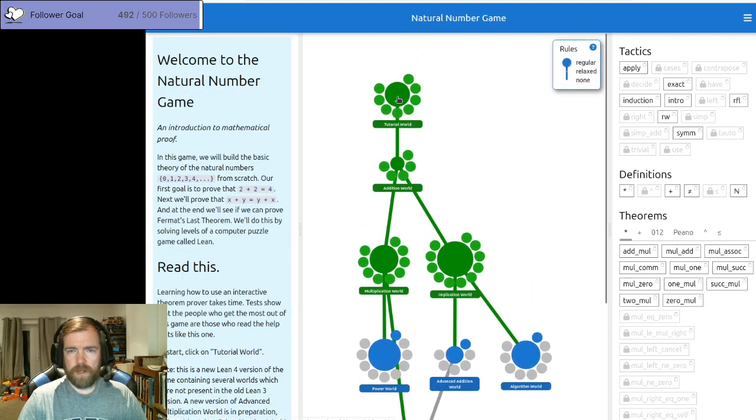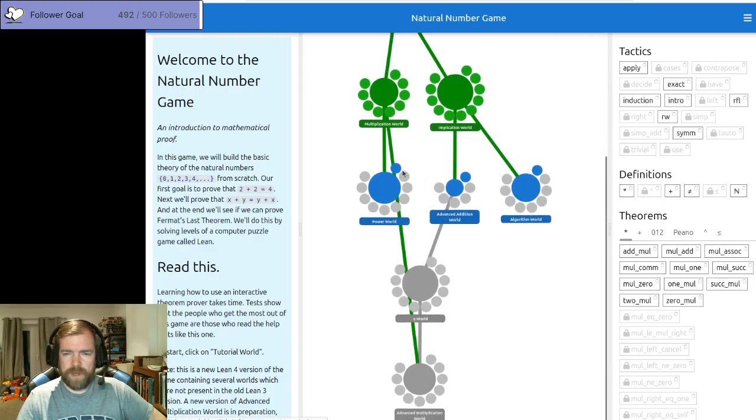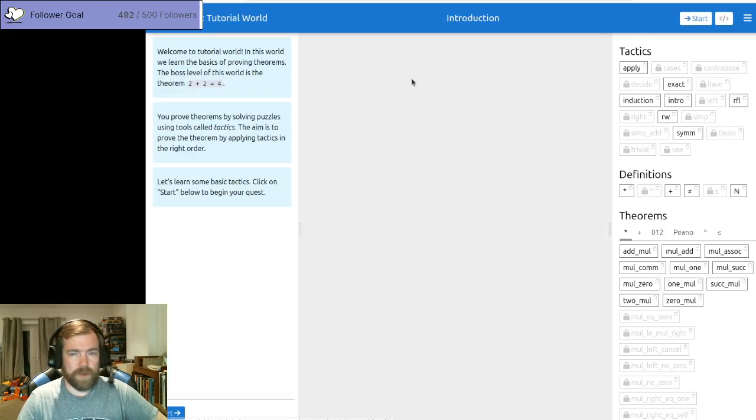From the home here, we have our tutorial world, numbers 1 through 8, addition world 1 through 5, multiplication, and implication. From here, this goes to algorithm, advanced addition, and power world, and then to inequalities, and then to advanced math, advanced multiplication. So the structure of this is very much in the same vein as a linear algebra class, where you go all the way back to the beginning, and it's like, okay, here in tutorial world, we're going to learn some basics.